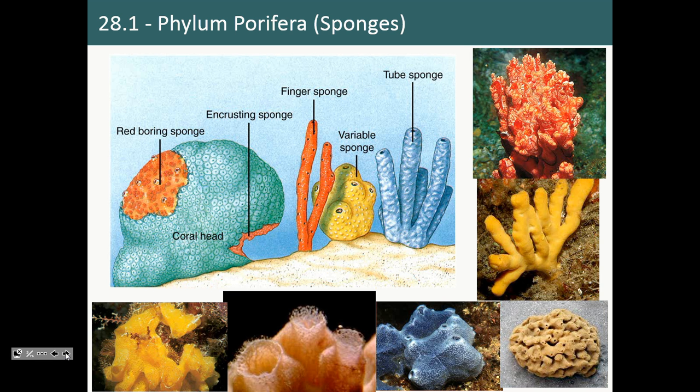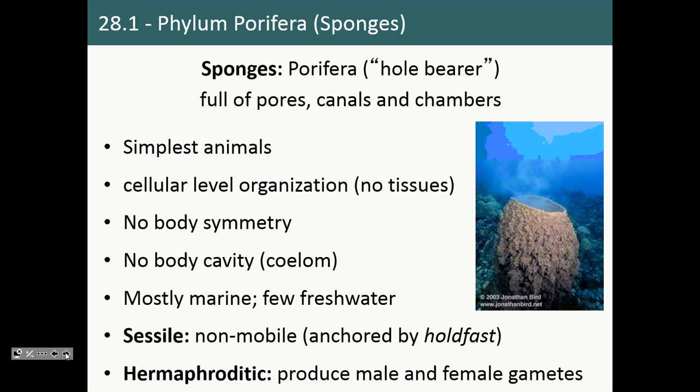Some of them are like a big, almost solid lump, like a bath sponge. They can be fairly large in size. Others have these tubes or columns. They look like fingers. They have these elegant shapes. So they really have a lot of different morphologies that they can take. They also can be lots of different colors. So they belong to the phylum Porifera.